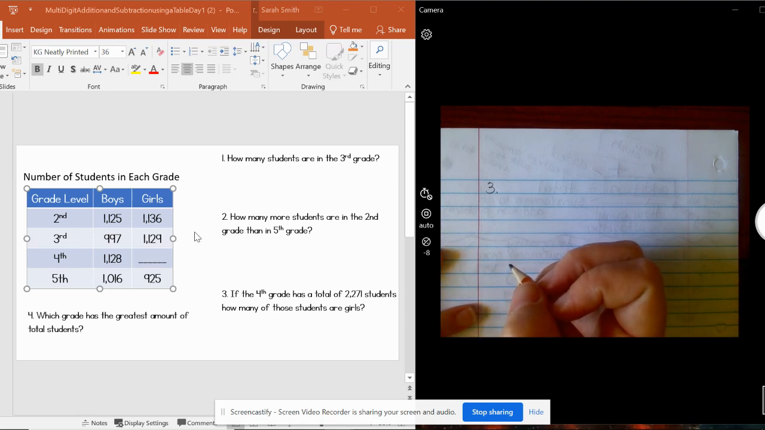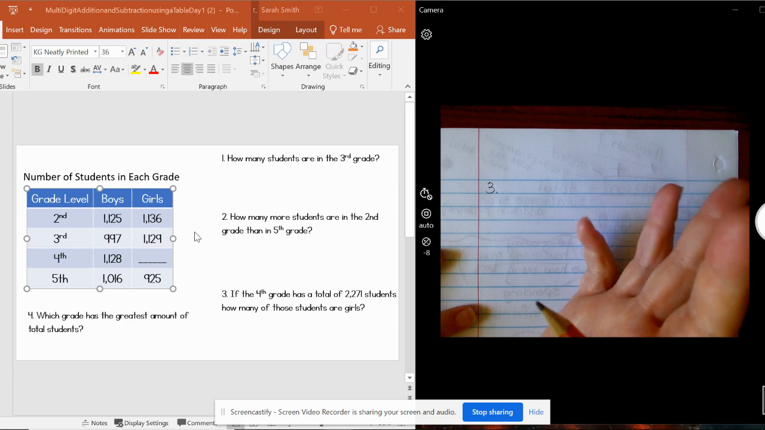All right, so number 3, if the fourth grader has a total of 2,271 students, how many of those students are girls? So this would probably be one of the more challenging ones, but it really shouldn't be. So this kind of goes back to what we talked about in even the other 2 problems. So just go back and read it again.